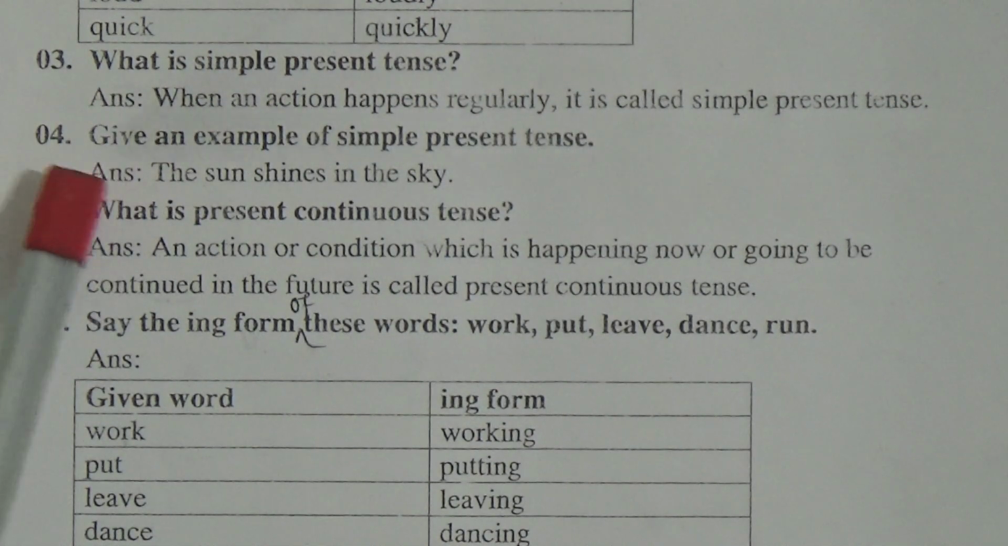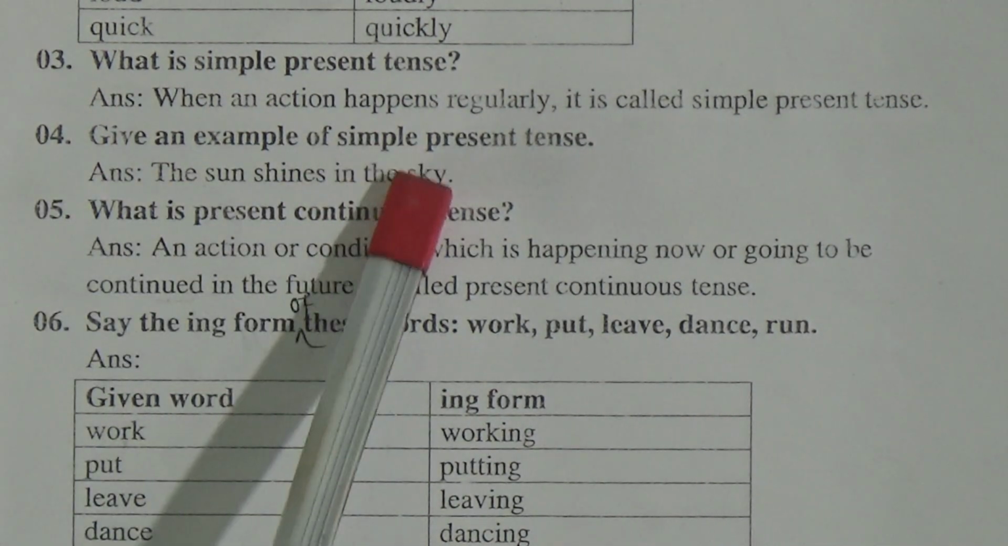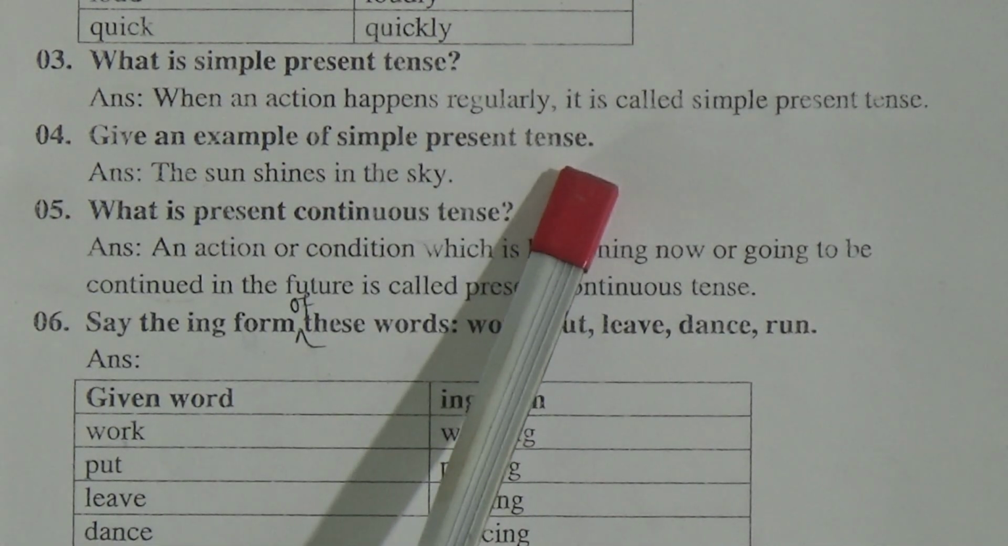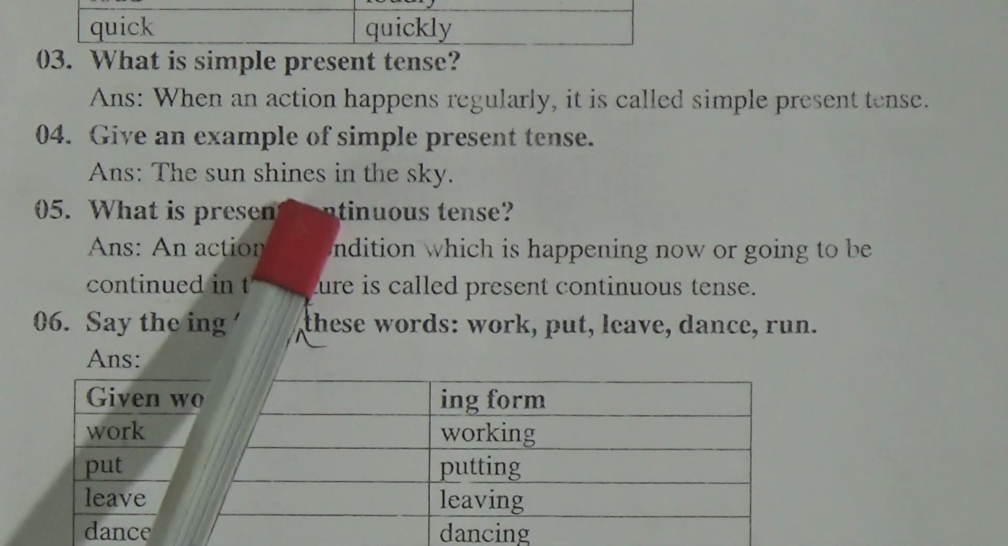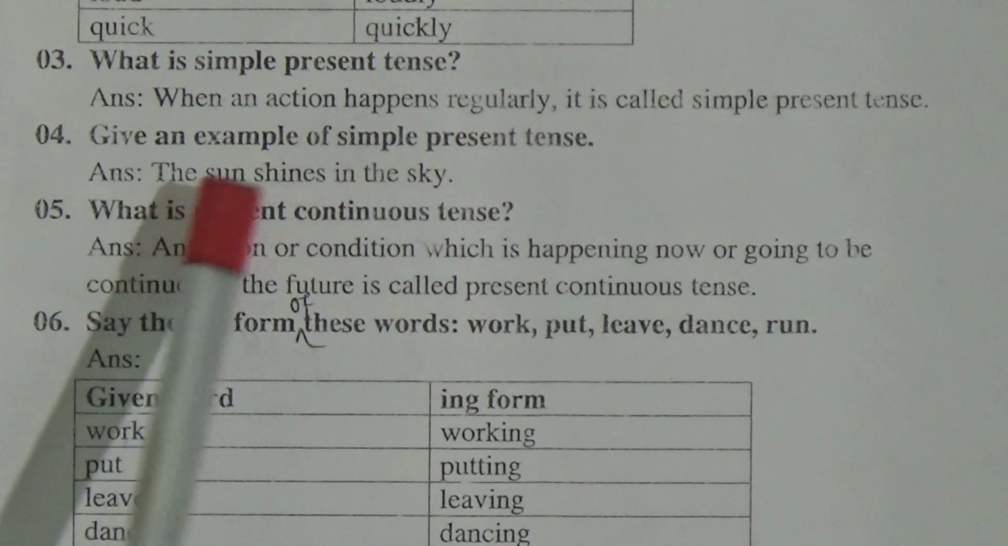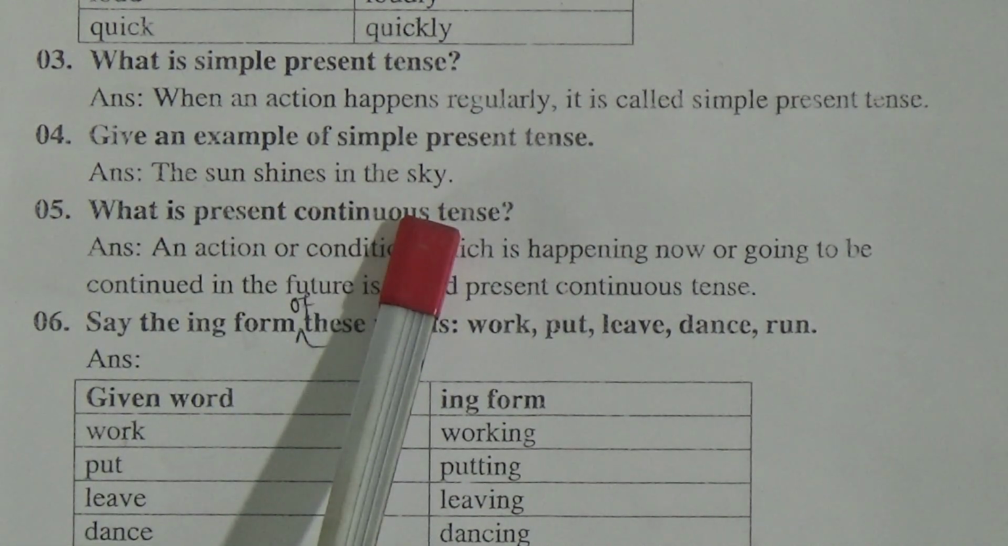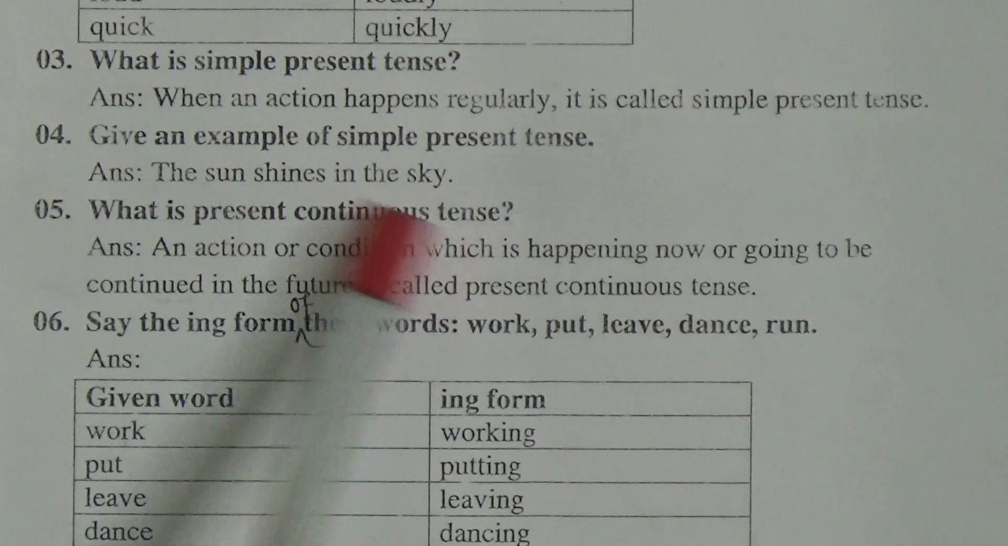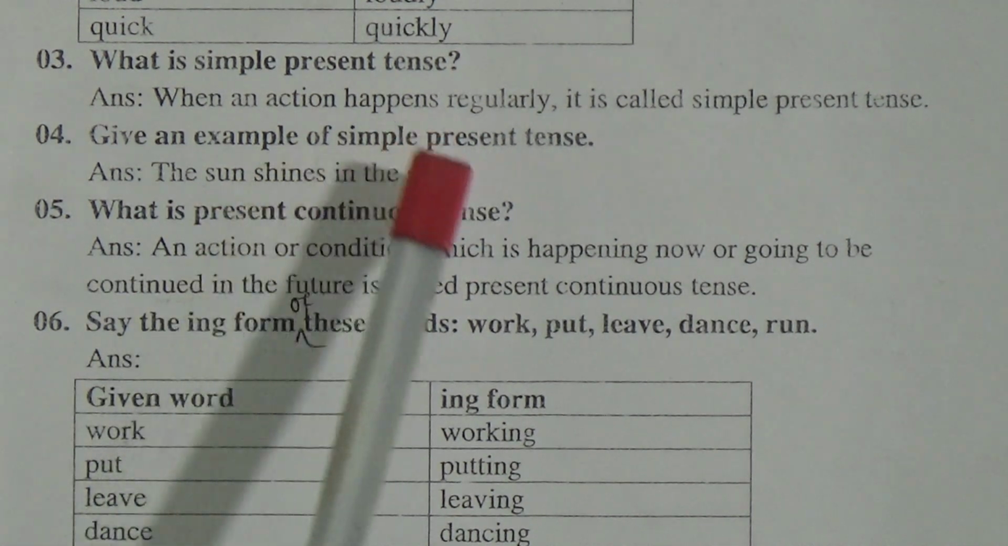Question number 4, give an example of simple present tense. The answer is the sun shines in the sky.